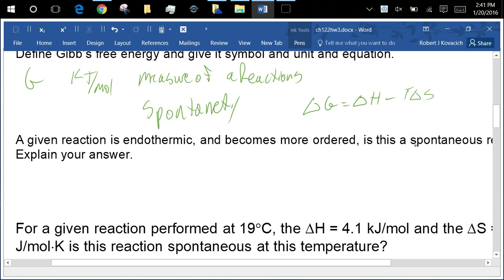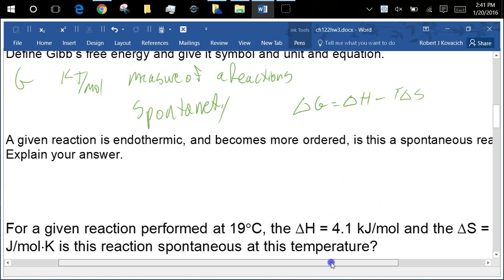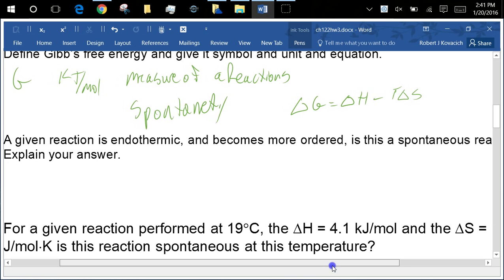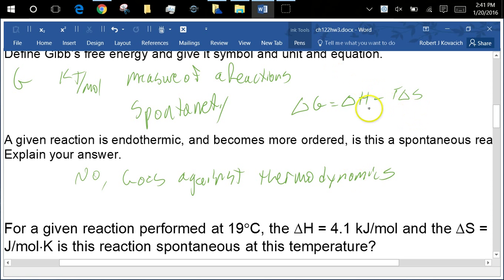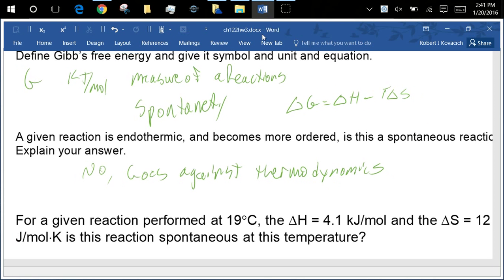Alright, so I've got an endothermic reaction, and it becomes more ordered. Is this going to be spontaneous? It can't possibly be spontaneous, right? So, no. Yep, it's going against thermodynamics. It should be losing energy and becoming more disordered if you want it to be spontaneous.